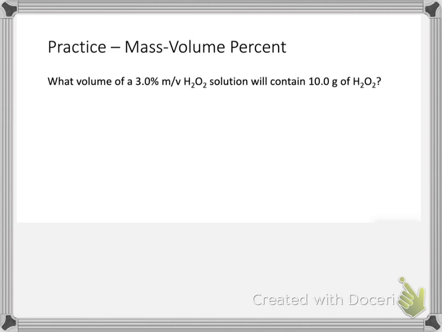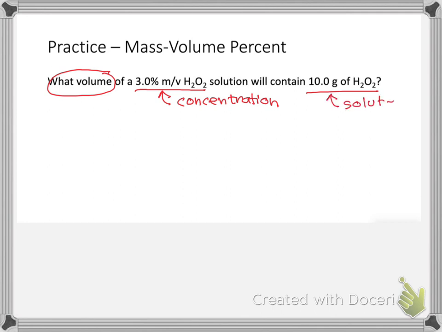I am not asking for the calculation of the concentration. Instead, I'm asking for a different component. So let's read. It says, what volume? Okay, so that's what I'm having to find. Of a 3% mass to volume hydrogen peroxide. So this is the concentration. Will contain 10 grams of hydrogen peroxide. This is the solute. So what I have to find out is the volume of the solution.